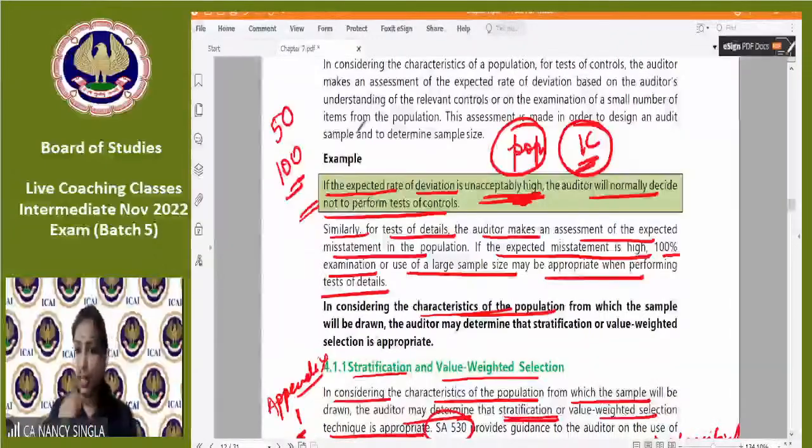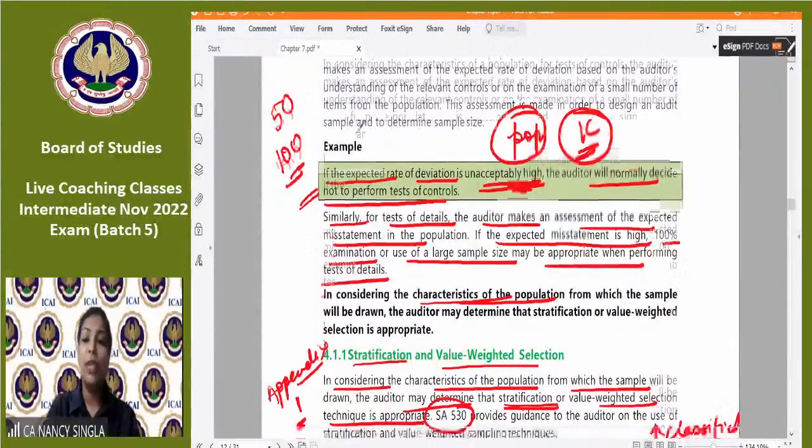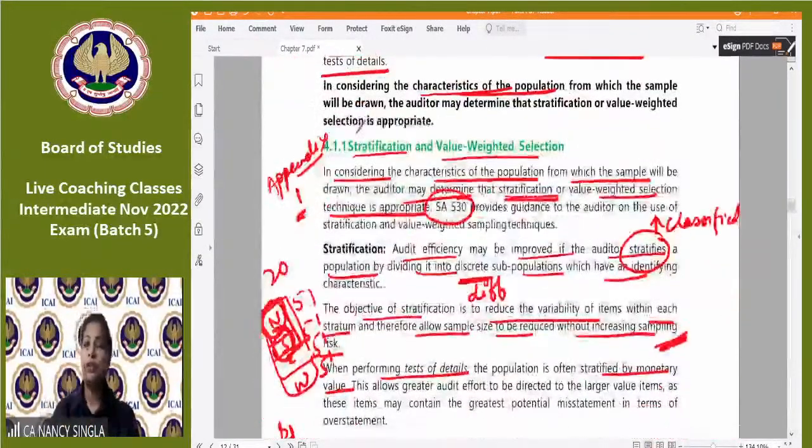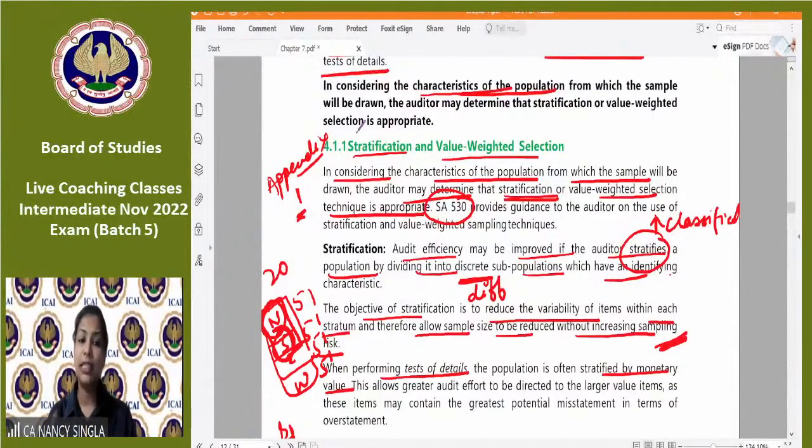In the last session, I told you what stratification is. At the end of the session, if time permits, I'll explain this concept of stratification and value-weighted selection again with the help of statistical examples. Okay? Last session, what did we discuss?